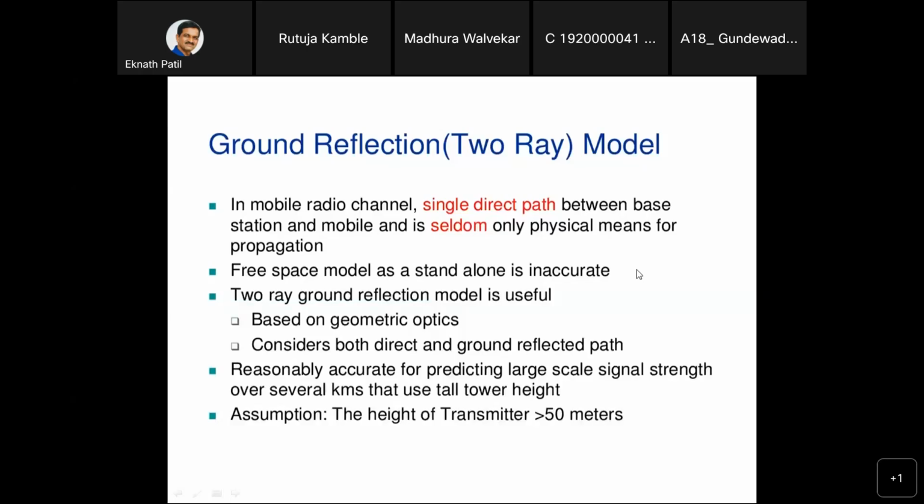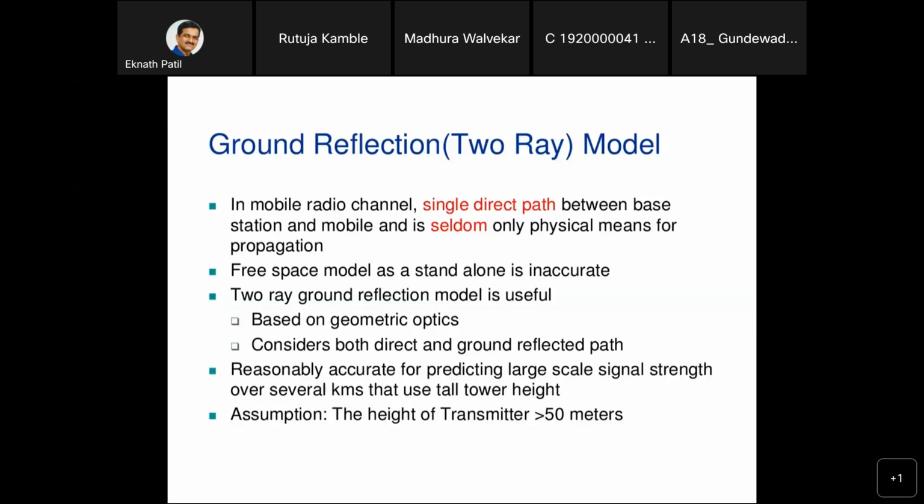That module is nothing but the ground wave reflection two-ray module. In mobile radio channels, a single direct path between base station and the mobile station is seldom the only physical means for the propagation. This free space module, as a standalone, is inaccurate. So the two-ray ground reflection model is useful.